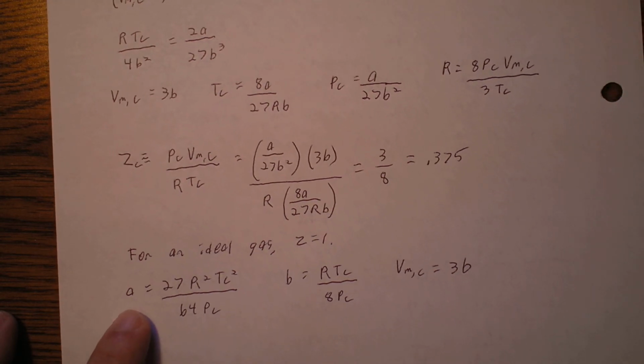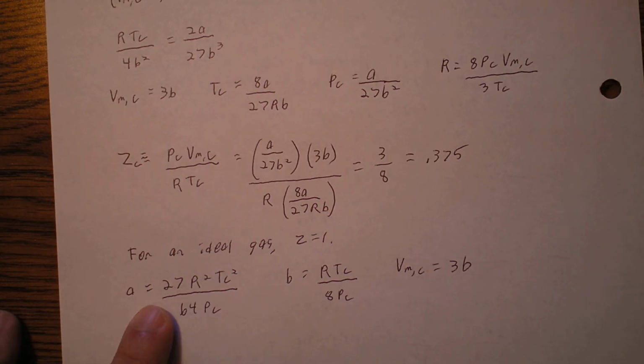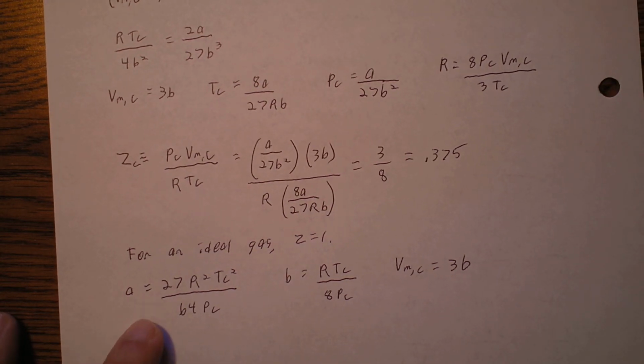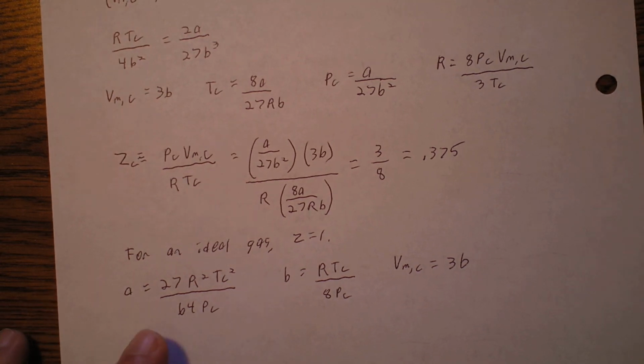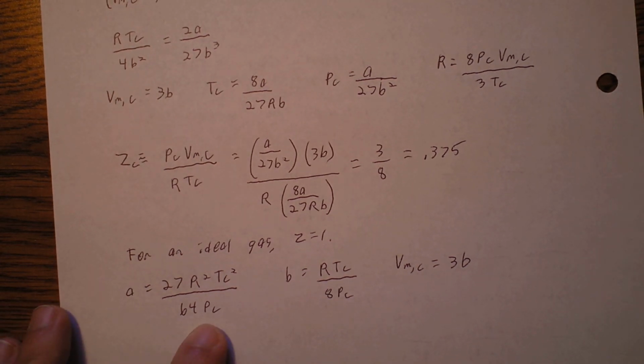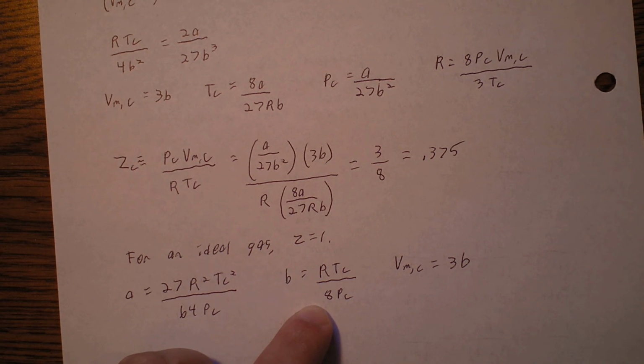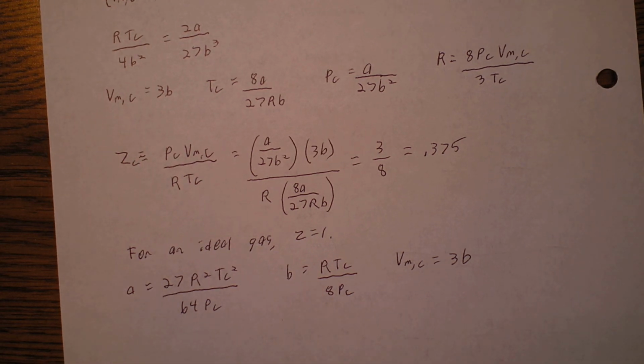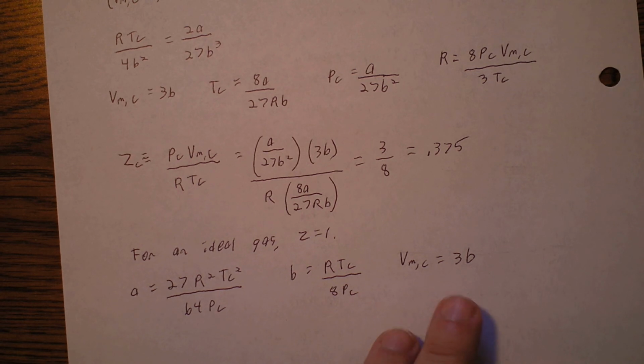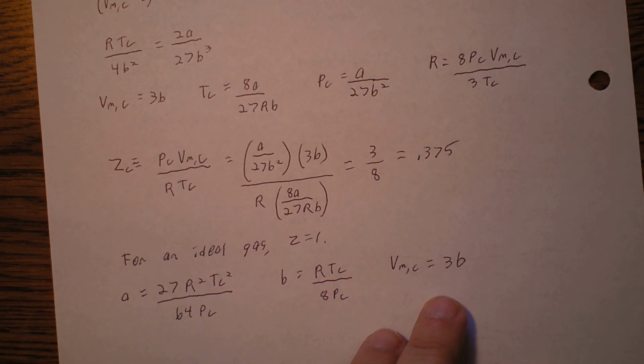So solving for A, we get 27 R squared Tc squared, remember Tc is the temperature at the critical point, divided by 64 times the pressure at the critical point. And then the correction factor B is equal to R times the temperature at the critical point, divided by 8 times the pressure at the critical point. We could also say the molar volume at the critical point is equal to 3 times B.